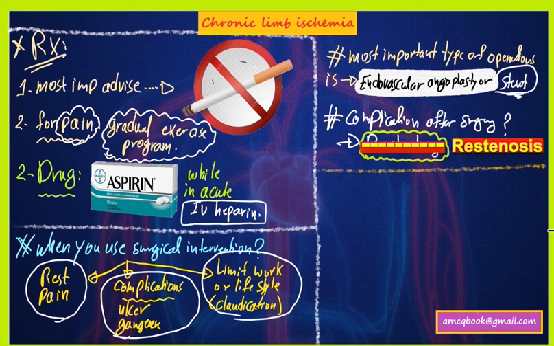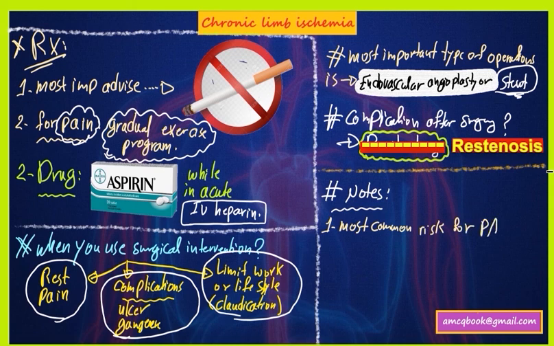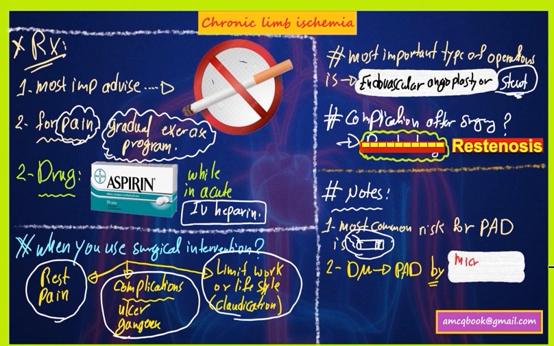Finally, very important notes. The first one is that the most common risk factor for peripheral arterial disease is smoking, as we said previously. The second one is the diabetic patient suffering from peripheral arterial disease. This is usually due to the microangiopathy of diabetes mellitus. I mean, there are problems in the microvessels which lead to this peripheral arterial disease due to diabetes mellitus.